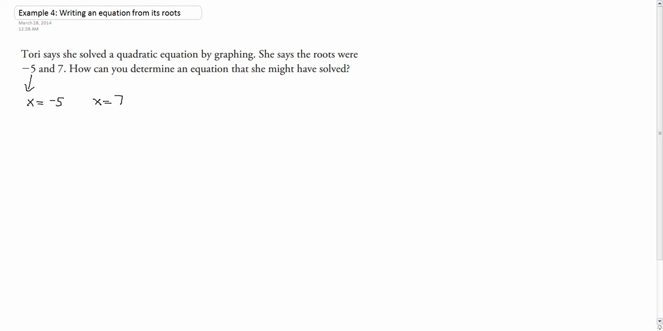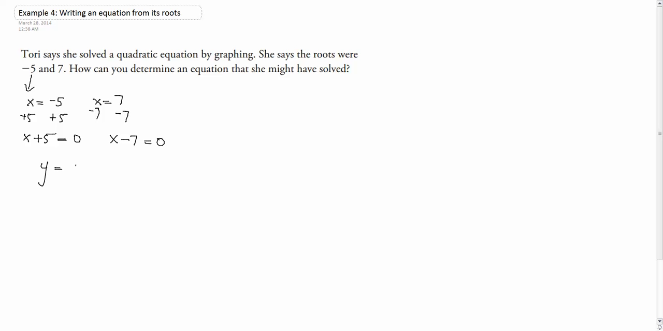And remember that we solve our factors by setting them equal to 0. So what we're going to do here is rearrange this to equal 0, and we do that by, in this case, adding 5 to both sides. So this factor is x plus 5, and it equals 0. And here we have x equals 7. To set this equal to 0, we subtract 7 from both sides, and we get x minus 7 is equal to 0.